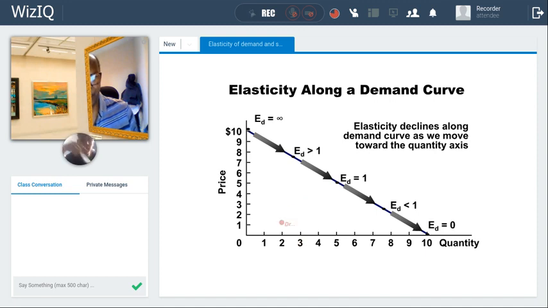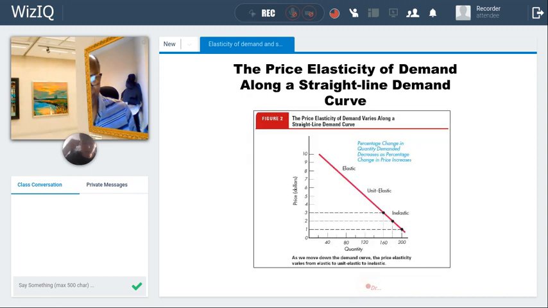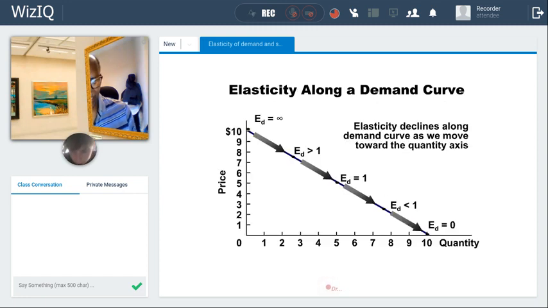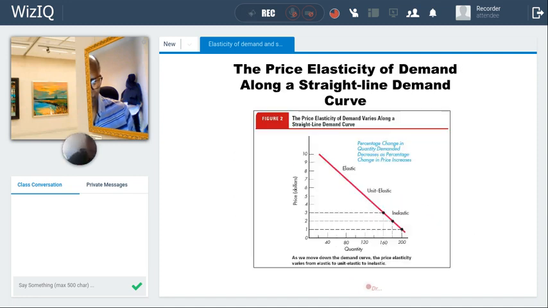Infinity means you are dividing by something very small. Yeah, I was talking about the wrong side. So the price elasticity of demand along a straight line demand curve: this side is elastic, unit elastic, inelastic, which is exactly what we are looking at here.